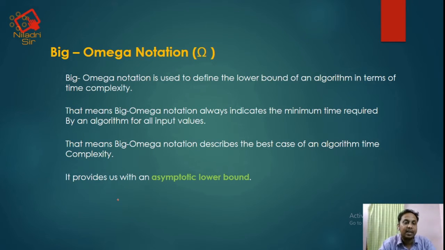In our previous case, big O notation, we have seen that it provides an asymptotic upper bound. But in the case of big omega notation, it provides us with an asymptotic lower bound. That means less time is required.